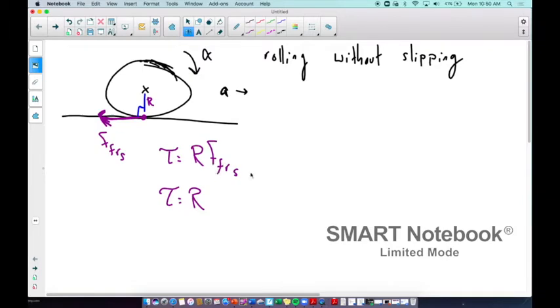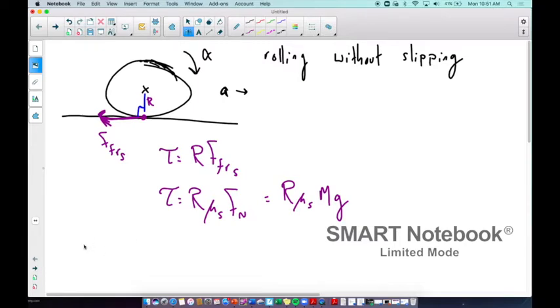I'm just trying to remind you that a force of friction is always the coefficient of friction, static in this case, times the normal force. And in this case, because my wheel is not accelerating up or down, I know that the normal force is equal to the force of gravity. So my torque then becomes R, coefficient of static friction, mass of the wheel, times little g. Just like that, okay? All right.